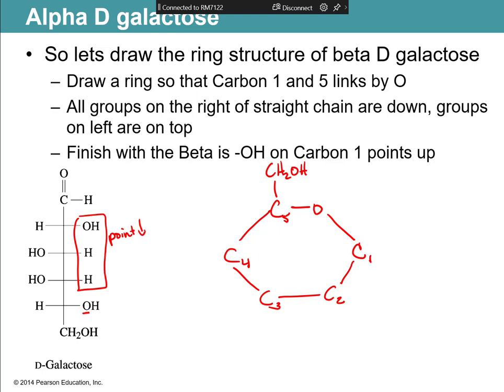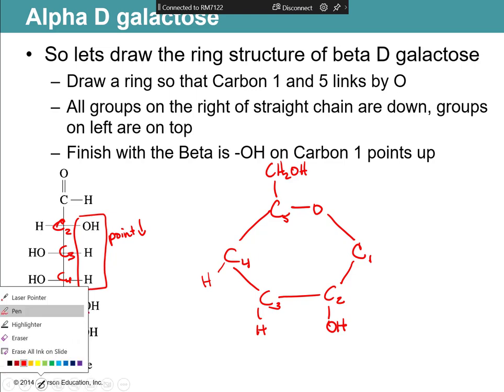So that means that this is carbon number 2, carbon number 3, carbon number 4, carbon number 5. So on carbon number 2, I know there's an OH. On carbon number 3, I know it's an H pointing down. On carbon number 4, with galactose, there's an H pointing down. So OH, H, and H tells me which ones point down in the ring structure.